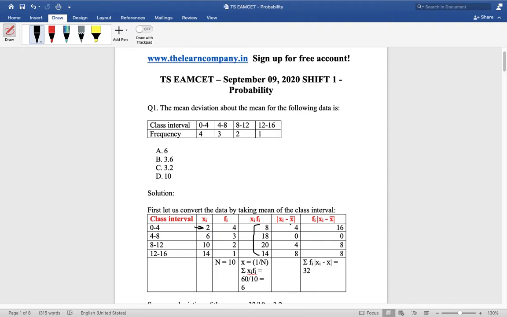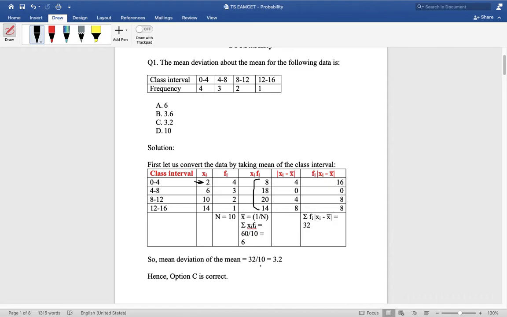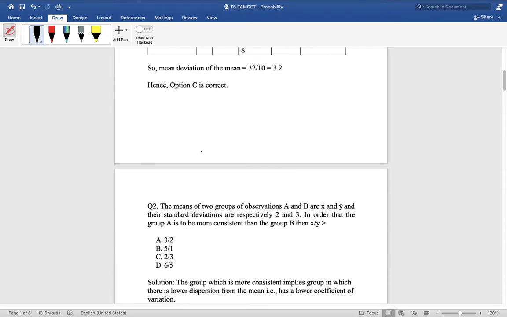Now I compute xi minus x bar, where x bar is the mean, and I take the mod of it. So 2 minus 6 is minus 4, mod is 4. 6 minus 6 is 0, 10 minus 6 is 4, 14 minus 6 is 8. Now I multiply it with fi. So 4 into 4 is 16, 3 into 0 is 0, 2 into 4 is 8, 1 into 8 is 8. The summation of it is 32. You divide it by n, which is 10, so 32 by 10 is 3.2. This was one of the simplest problems asked in this exam.